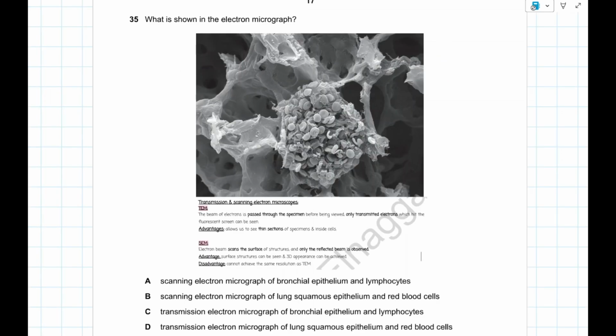Question number 35. What is shown in the electron micrograph? So, if we were to zoom in a little bit, we would see a biconcave shape. This biconcave shape is instantly going to look something like a red blood cell. Therefore, this must be a red blood cell. Now, we either have a scanning electron micrograph or a transmission electron micrograph.